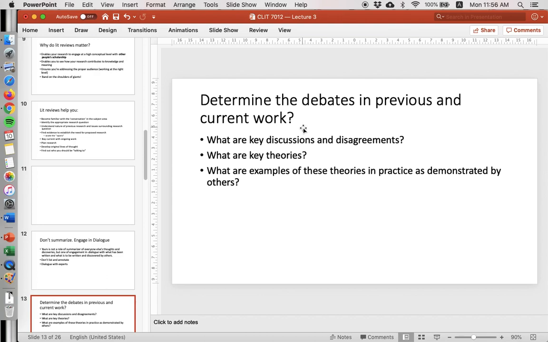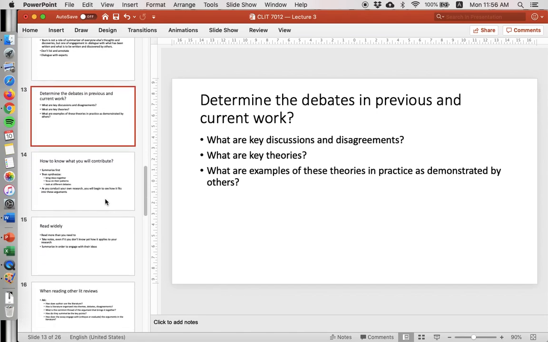So in order to dialogue, you can ask: what are the key debates and previous questions in the current work? What are the key discussions and agreements? What are the key theories? What are examples of these theories in practice as demonstrated by others? So I think what I can do is give you a short example.